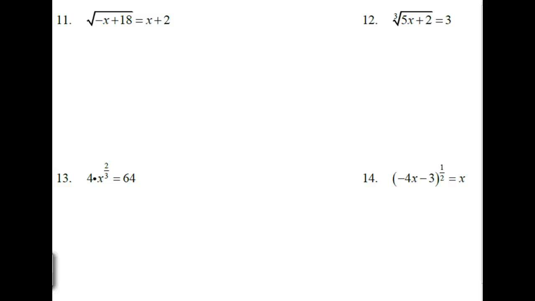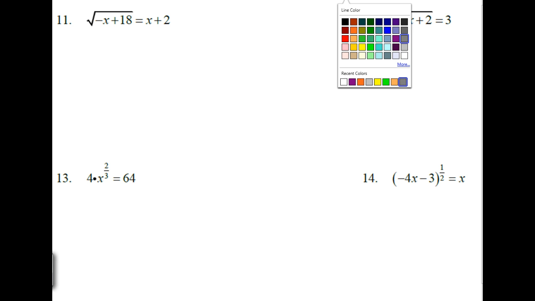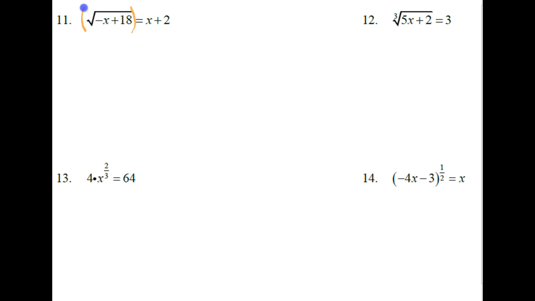Okay, in this last part we have some radical equations, so some equations with radicals in them. In number 11 we have the square root of some expression, and if we want to eliminate a square root from our equation, we can do the inverse of that, which is squaring. But of course we have to do that to both sides, and so when we square both sides, the radical is going to be eliminated from the left side.